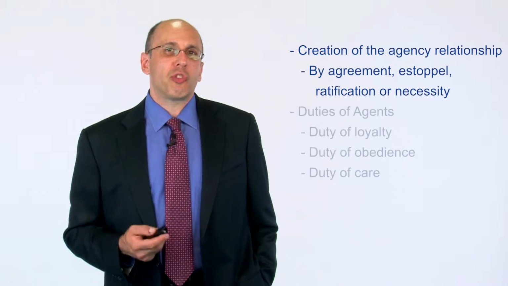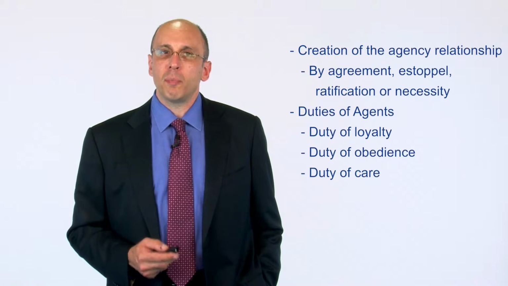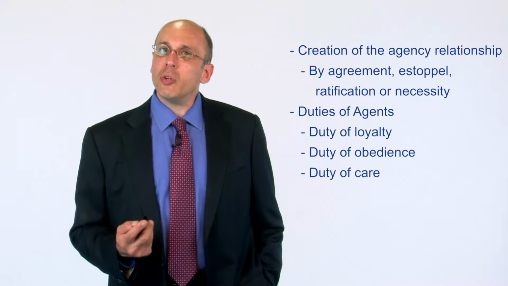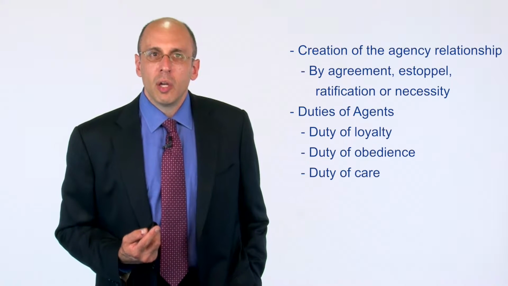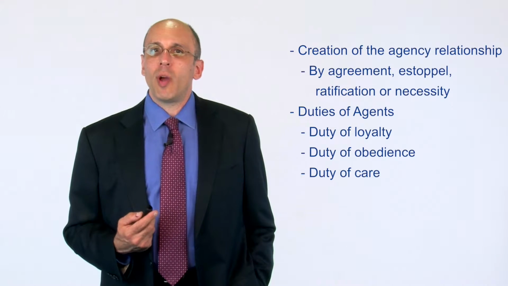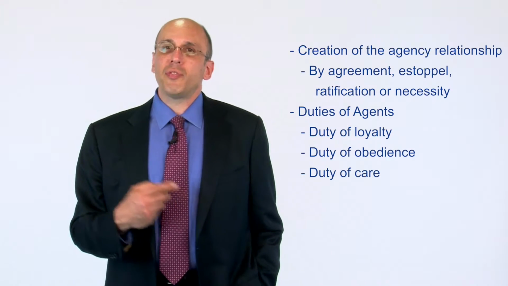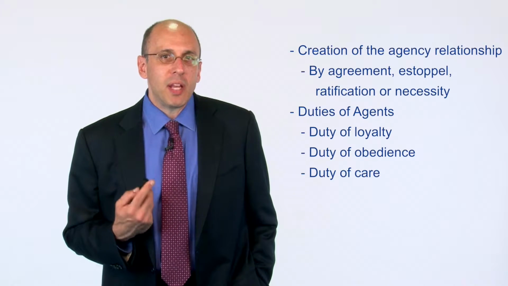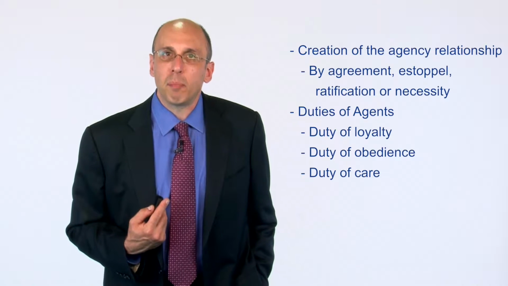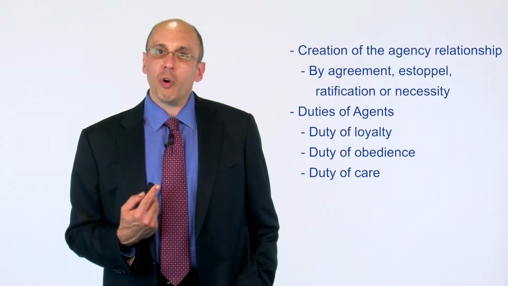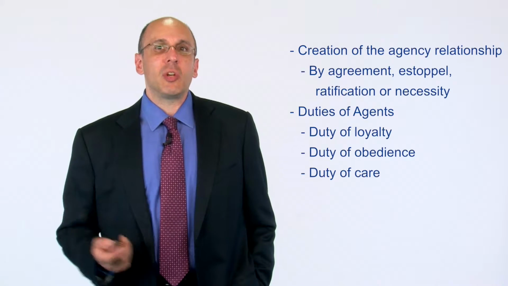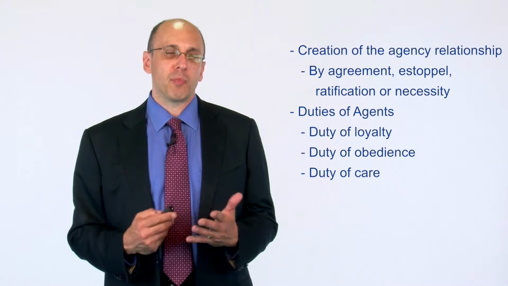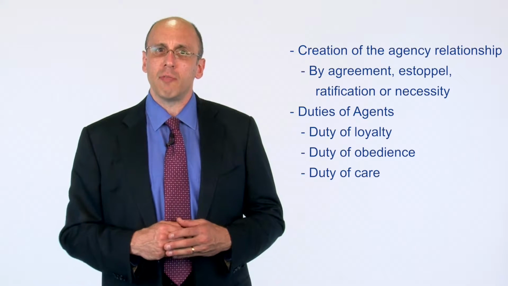Basically, an agent owes three important duties to the principal and may be held liable for breaching any of the three duties. The three duties are the duty of loyalty, which means the agent cannot act in ways that benefit herself to the detriment of the principal. It also means that the agent may not take for herself an opportunity that belongs to the principal. So, for example, the agent can't secretly make profits from a transaction that she's engaged in on behalf of the principal, something like that. So that's the duty of loyalty.